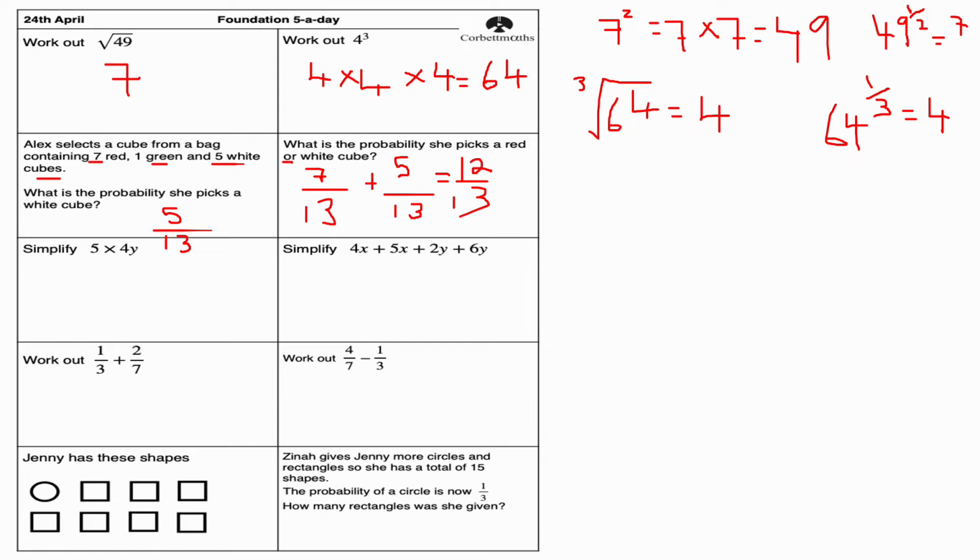Next question, simplify 5 times 4y. Well, 5 times 4 is 20, sticking the y on at the end is just 20y. Next question, simplify 4x plus 5x plus 2y plus 6y. Well, collecting like terms, 4x plus 5x is 9x, and 2y plus 6y is plus 8y. So the answer is 9x plus 8y, or the other convention, 8y plus 9x.